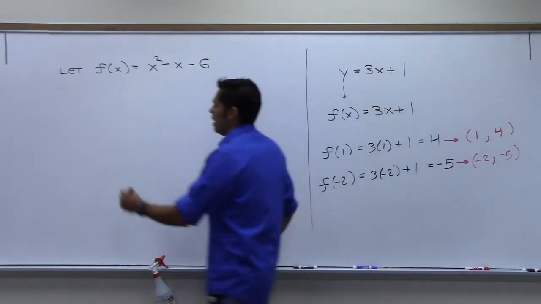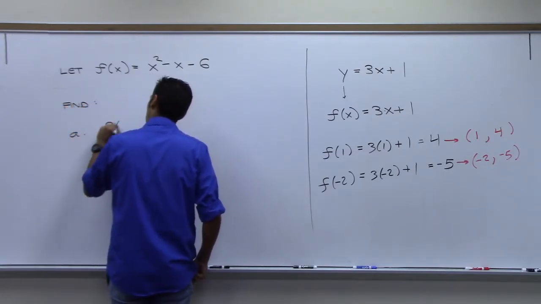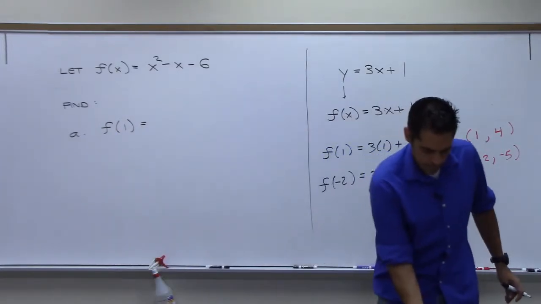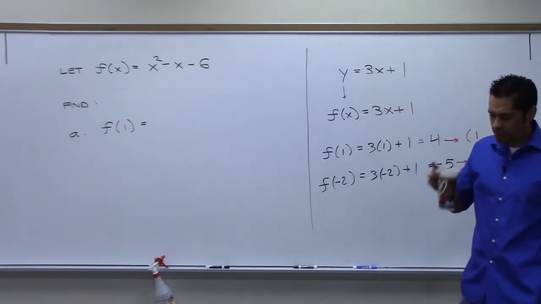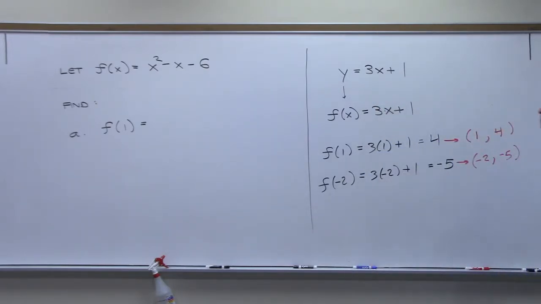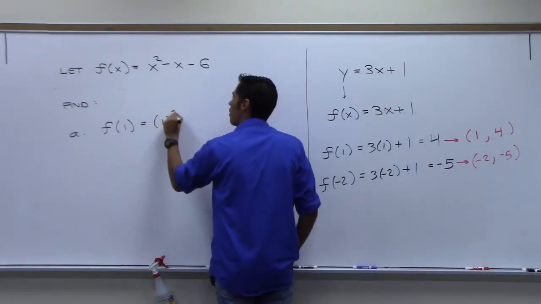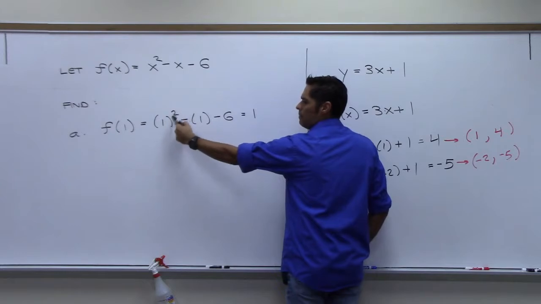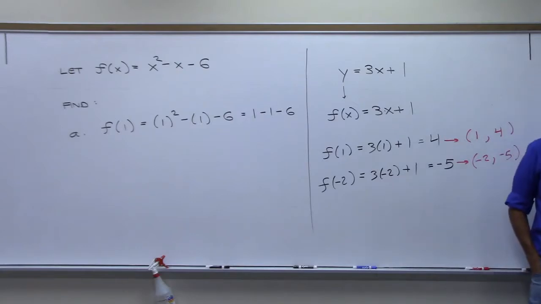So I would like for us to find the following. Part A. What is f of, we'll make it easy to start, f of 1? So all you're doing is replacing all your x's with 1, right? So 1 squared minus 1 minus 6. 1 squared is 1, right? So 1 minus 1 minus 6. And I hope everyone would get -6 there.